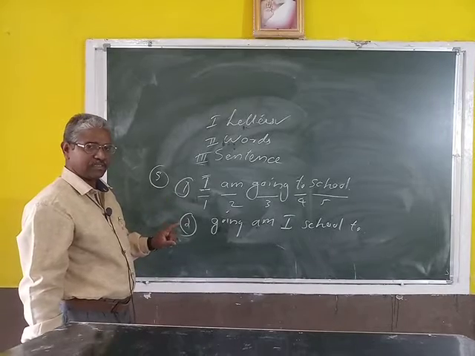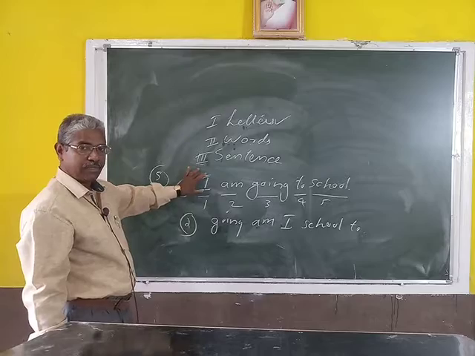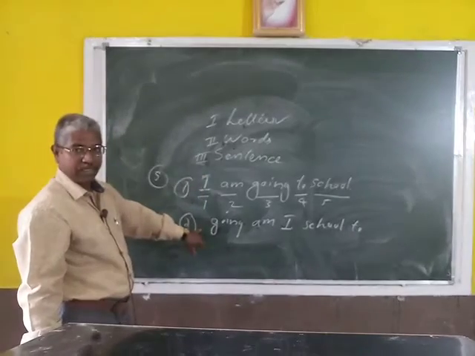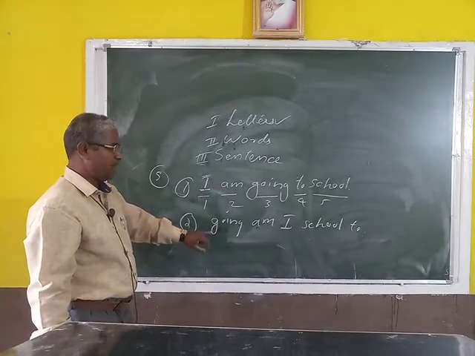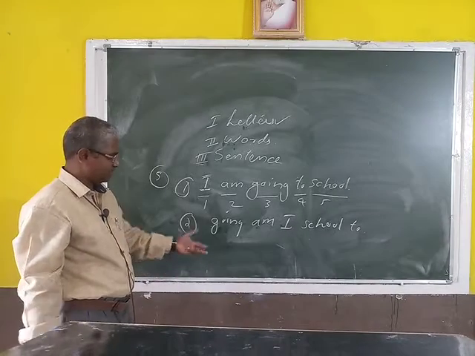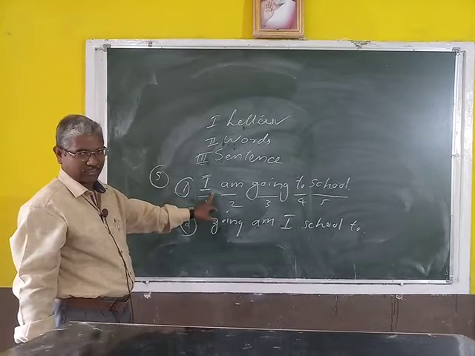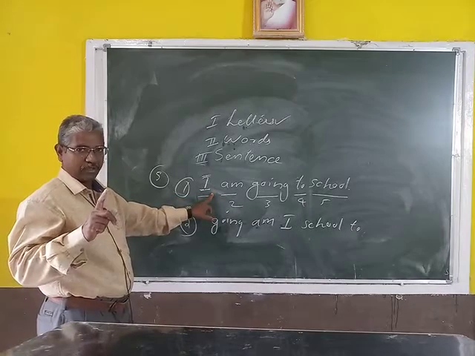Only one difference. This sentence gives a meaning, and in this sentence there is no meaning. Going I school it. What is the meaning? Nothing. There is no meaning. So a sentence should give a meaning to us. Okay, that is the first point.